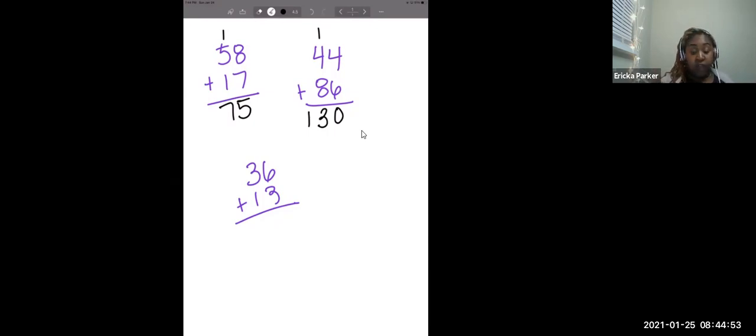So now let's check this out. Our last problem, 36 plus 13. 6 plus 3 equals what? 9. 3 plus 1 equals what? 4. All right. So now we have completed these problems.